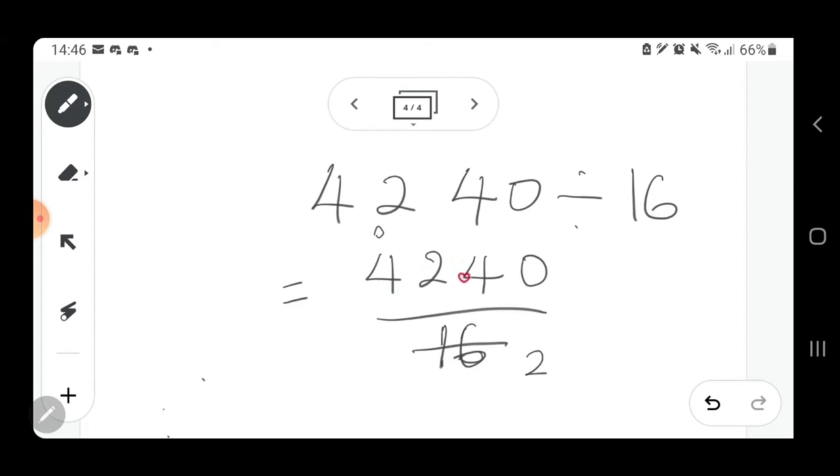8 in 42. You look into your times table now. 8 times 3 is 24. 8 times 4 is 32. 8 times 5 is 40. So you don't need to use your fingers. There's no time for that in 11 plus, or probably even in higher exams. You have to use your times table. The times table is there to help you find division or multiplication very easily.